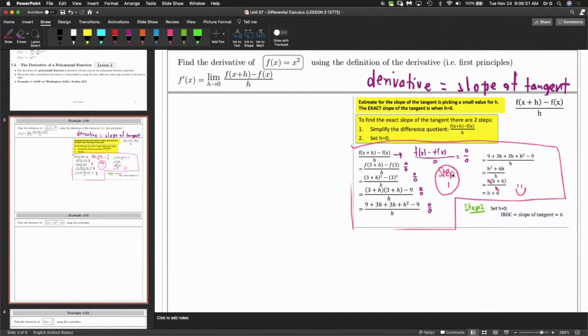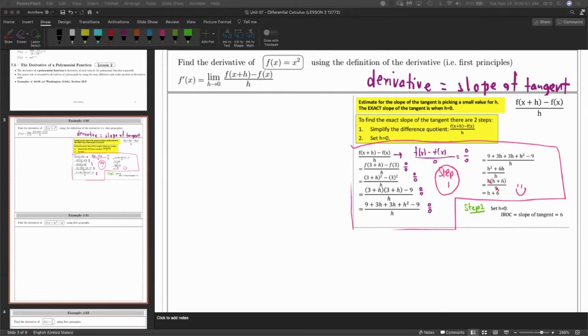The next thing is, in this question, we used the value of x equals 3, but in general, we can use any value of x and then plug in the value of x later. Finally, we can talk about the symbol here, f prime of x. So f prime of x just means slope of tangent or derivative.